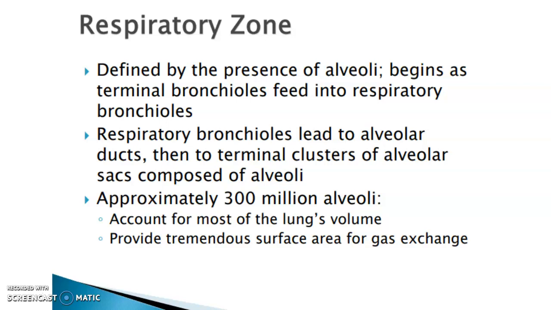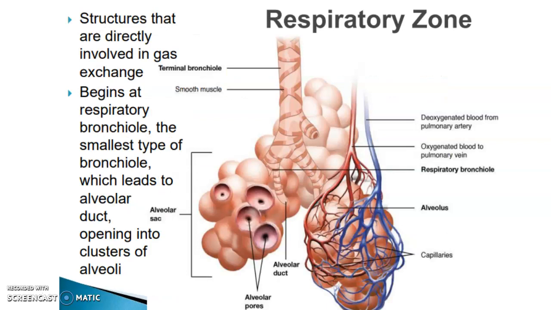And there's quite a few of these alveoli, about 300 million of them. The reason there's so many is that we require a large quantity of oxygen to maintain homeostasis. So now we move into the alveoli itself and some of their features.